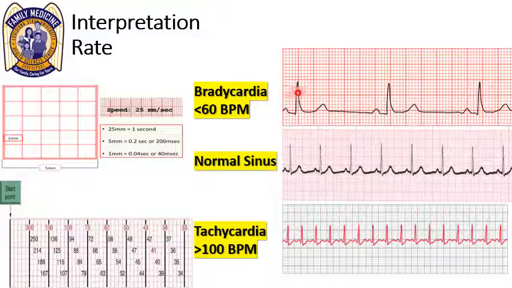Using that logic, let's start with a normal sinus rhythm right here. We can say it's roughly about the same size. It's just two little boxes, so we'll calculate. 1, 2, 3, 4. So it's roughly around 75. Using it on this bradycardia, 1, 2, 3, 4, 5, 6. It's roughly around 50, which is less than 60 beats per minute for bradycardia.